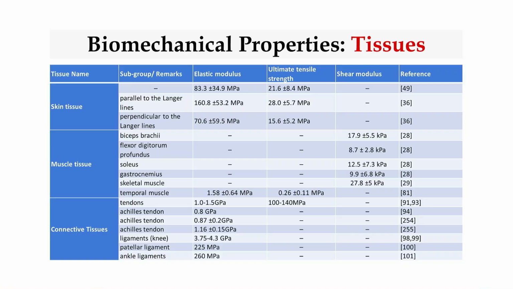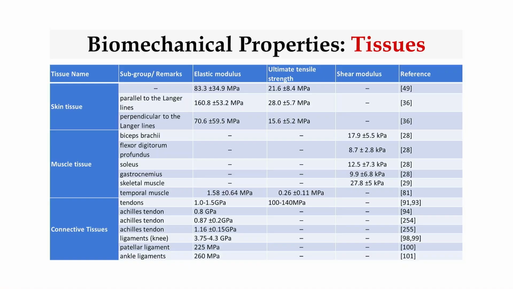You have several different muscles which have been characterized in literature, like the biceps, the flexure muscles, the soleus, the gastrocnemius, skeletal muscles, temporal muscles. The majority of them do not have any property described or tested by any researcher around the globe which talks about the elastic modulus or ultimate tensile strength. But a lot of these researchers have worked on the shear modulus. How do you find out a shear modulus? I'm going to explain in the upcoming sessions.